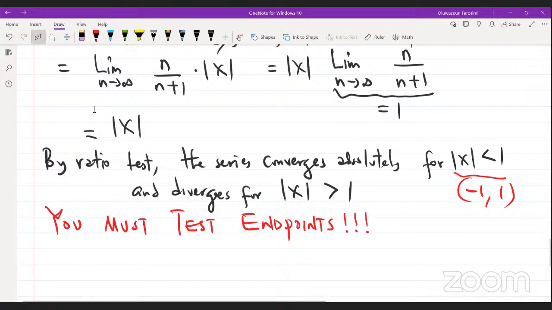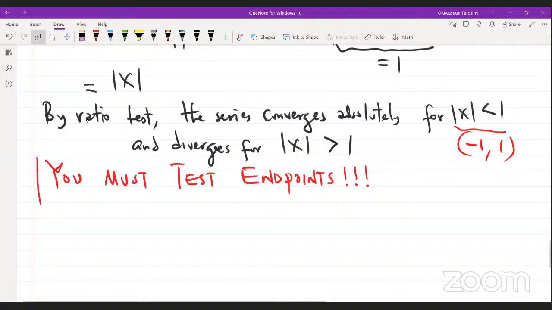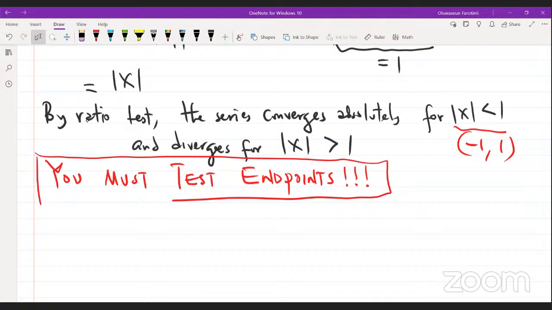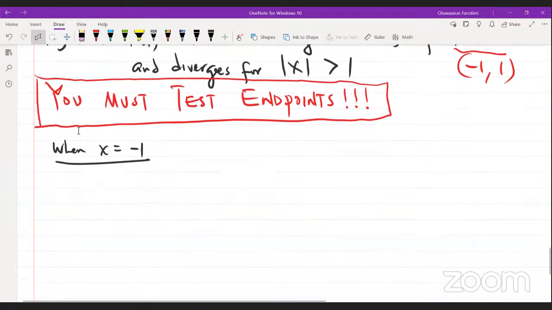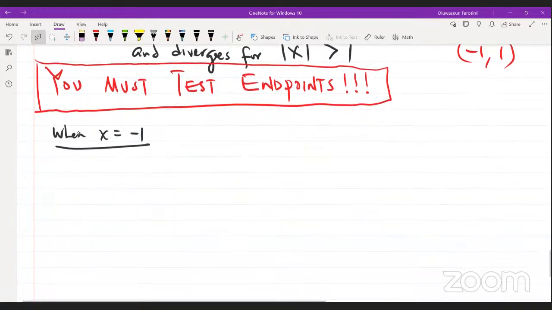Now, what does this statement mean? What does it mean to test endpoints? Let me put it in a box too. Keep in mind that we have the interval. It converges for -1 to 1, right? So you test both. Let's start from the left side, -1. Now, when x is -1, what happens?